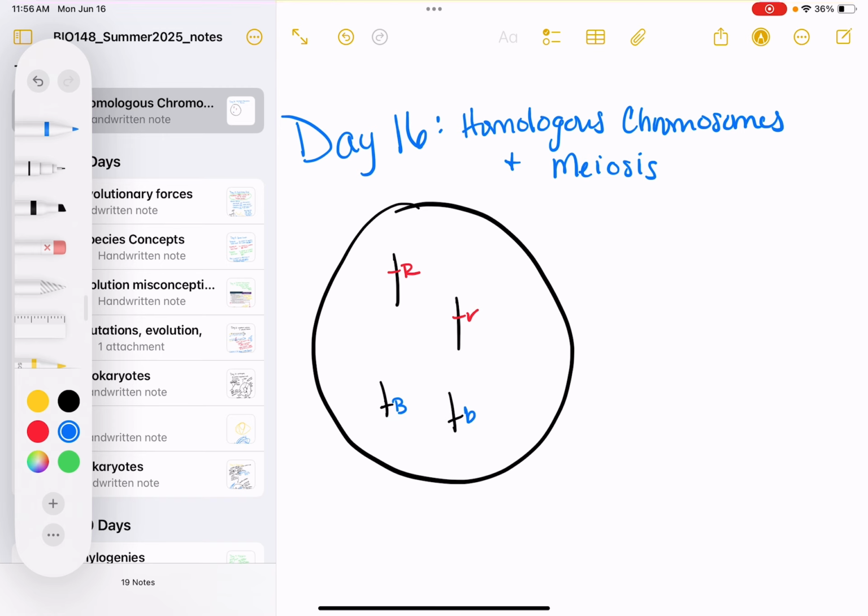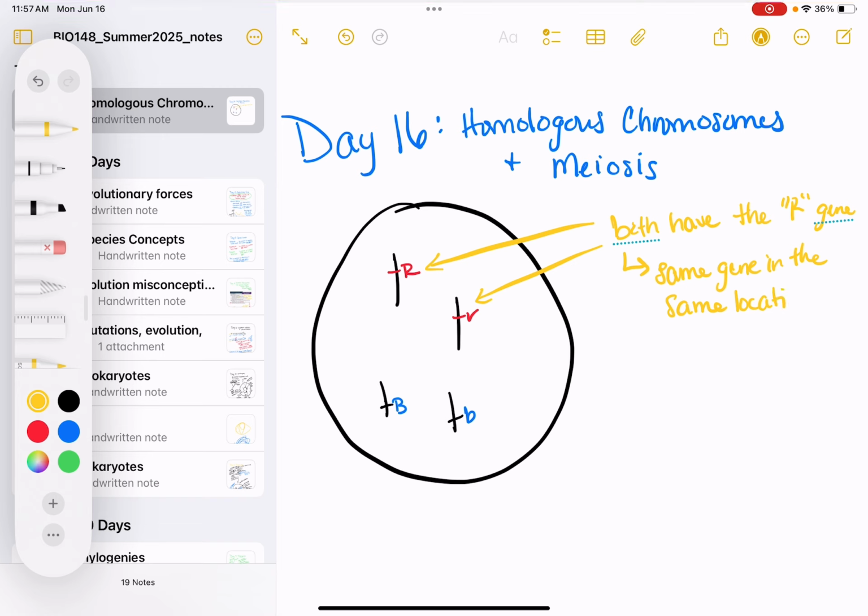The B gene. Okay, so let's remember some terminology here. These two things right here both contain the R gene. So we've got the same gene in the same location. Same genes in the same locations on these two different chromosomes, okay? And when that happens, those are called homologous chromosomes.